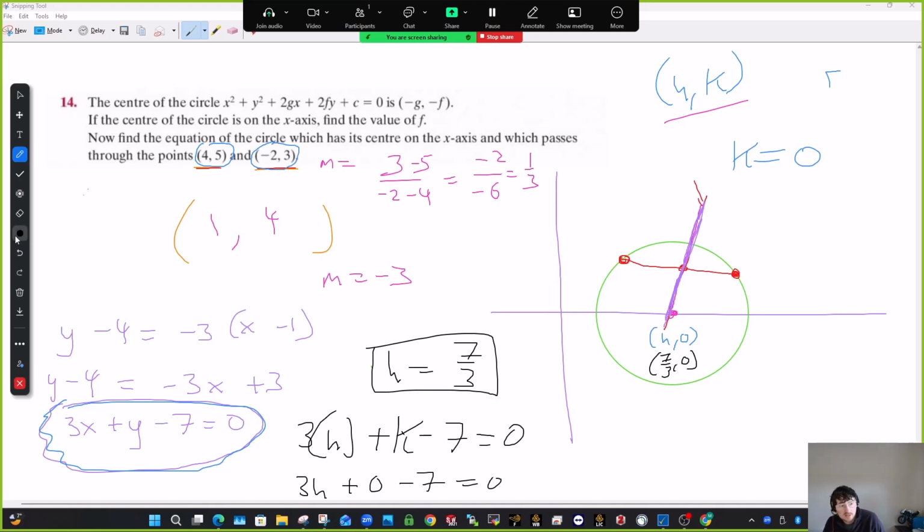To finish this out, then we need the radius, don't we? You just get the distance from (7/3, 0) to another point on your circle here, the (4, 5) out here, and then you get your radius. Happy days. So you didn't have to use g, f and c here, but that's a big thing for your flashcard.